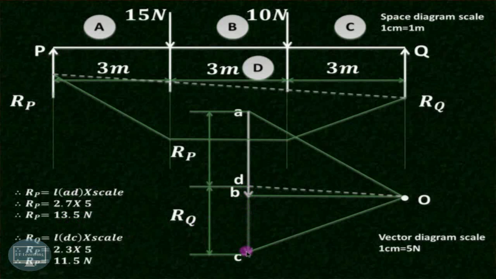Similarly, measure this length DC and multiply it by scale. So this DC is 2.3 centimeter, multiplied by scale, that is 5 Newton, and we'll get the value 11.5 Newton. So in this way, we can find out graphically the reactions at P and Q, that is Rp and Rq respectively.